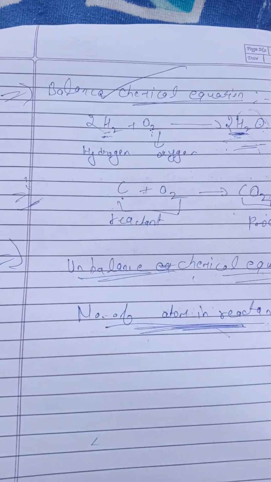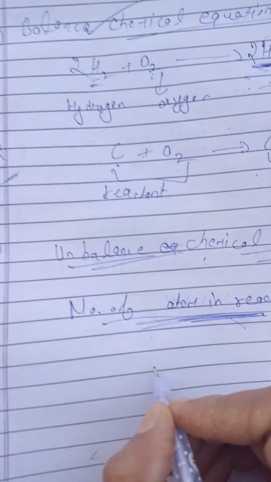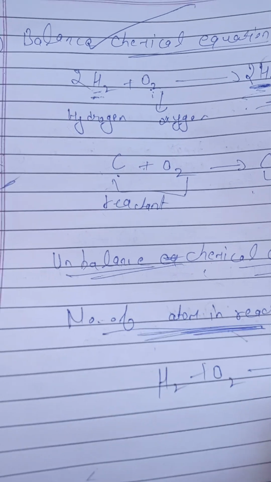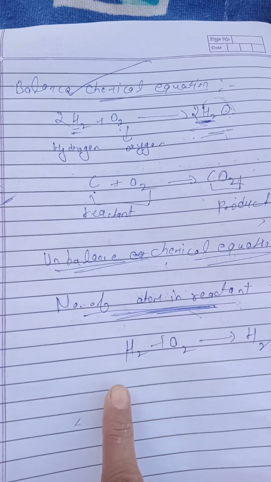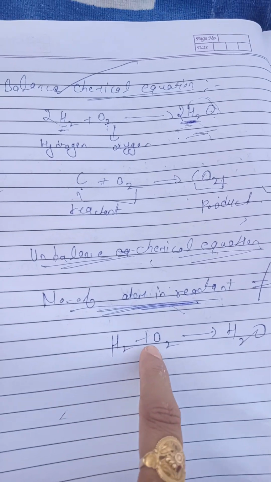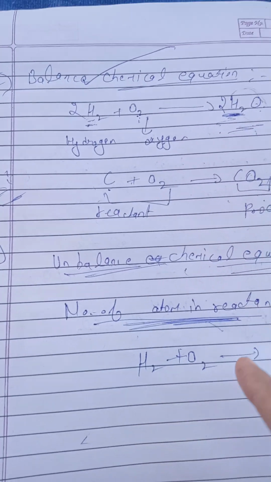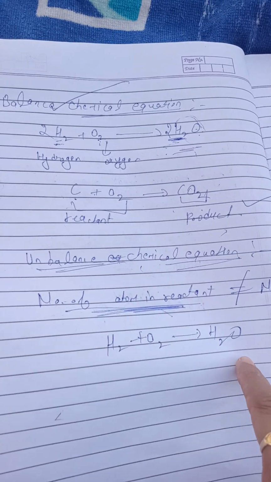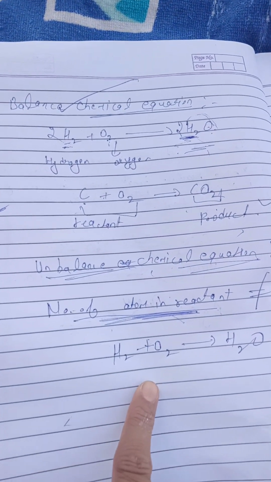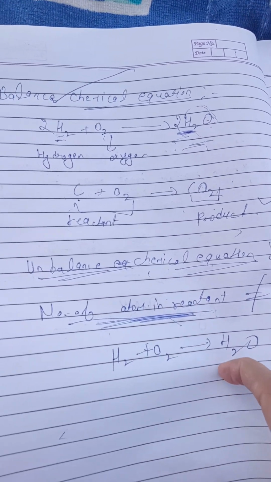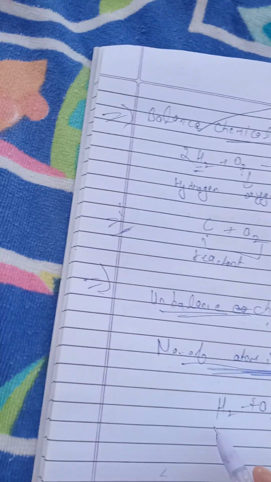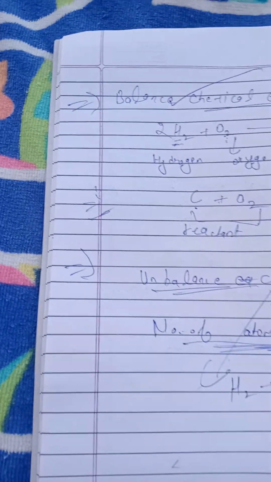An example of an unbalanced chemical equation is H2 plus O2 gives H2O. So there are 2 hydrogen atoms on the left hand side and 2 hydrogen atoms on the right hand side. But on the left hand side oxygen is 2 atoms, while on the right hand side oxygen is 1 atom. So we can say that the number of oxygen atoms on the left hand side is not equal to the number on the right hand side. So this is the unbalanced equation.